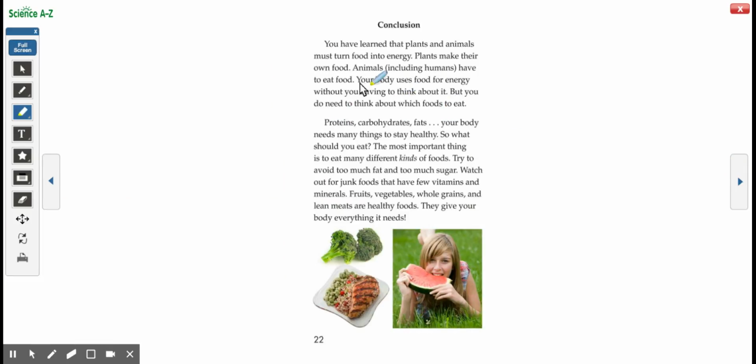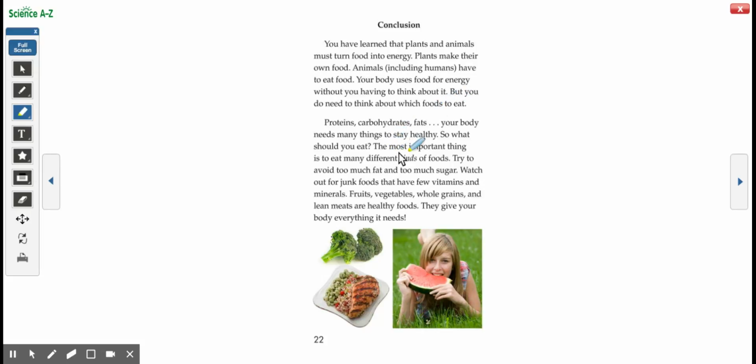All right, conclusion. Plants and animals must turn food into energy. Plants make their own food. Animals, including humans, have to eat food. Your body uses food for energy without you having to think about it. But you do need to think about what food you eat. Pay attention. Make sure that you're eating the right mix of foods and not too much junk.